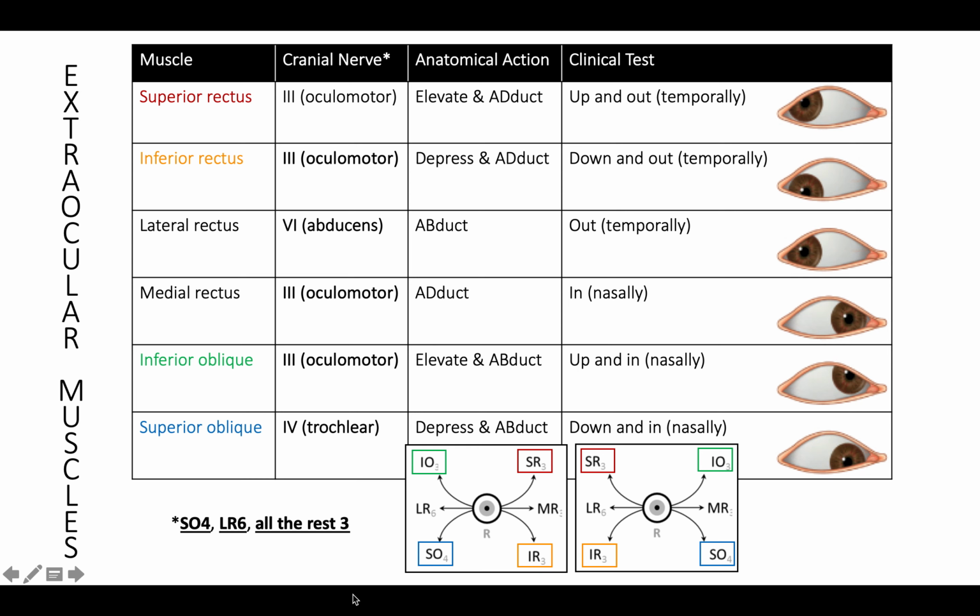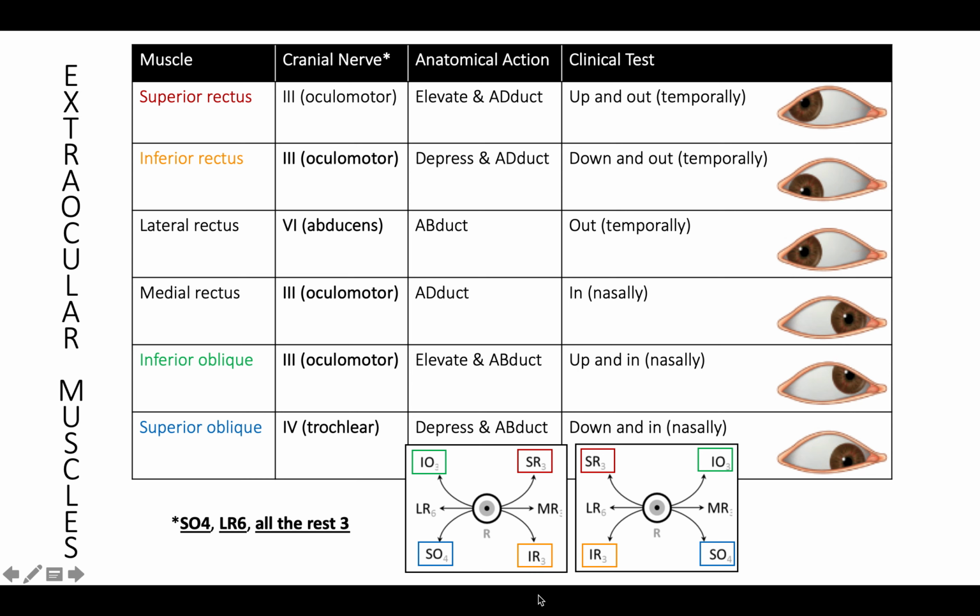Anatomical actions. So if this is medially, so this is my nose. To pull my eye in, I've got my medial rectus. To pull it in and up is superior rectus. To pull it in and down is inferior rectus. And then to pull it out or laterally is lateral rectus. If I want to go out and up, it's inferior oblique. And then out and down is superior oblique. Now these seem weird, and that again was just because of how they pull the eye and how they're oriented.